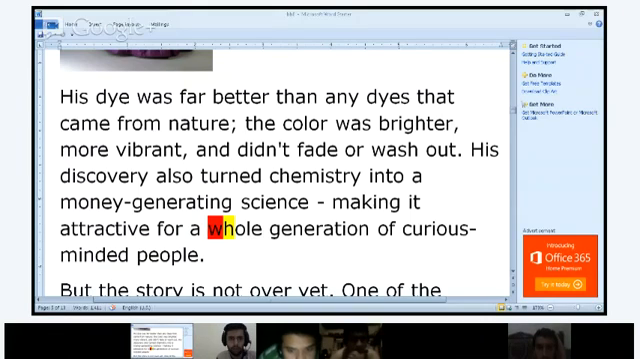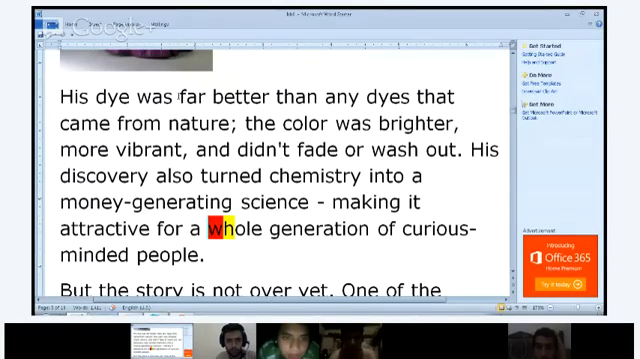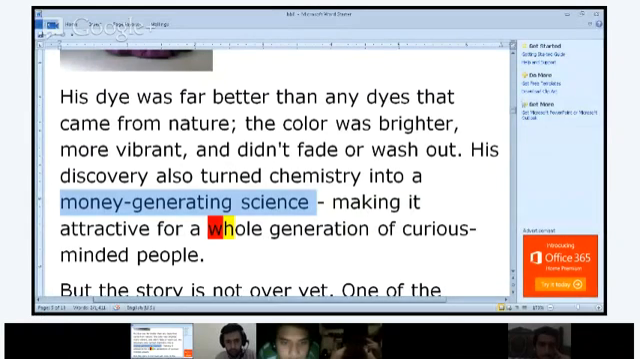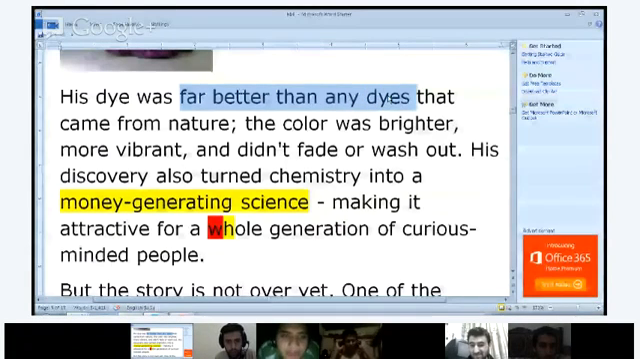His dye was very good. And it became common very fast. Sorry, what happened very fast? It became common and spread. Oh, okay, it was very popular. It doesn't necessarily say that here, but when they talk about money-generating science, I think his discovery made him lots of money. He found a new way to make money. Yeah, inventing things, chemistry. He gained money from it. Yeah, I think so. He made money.